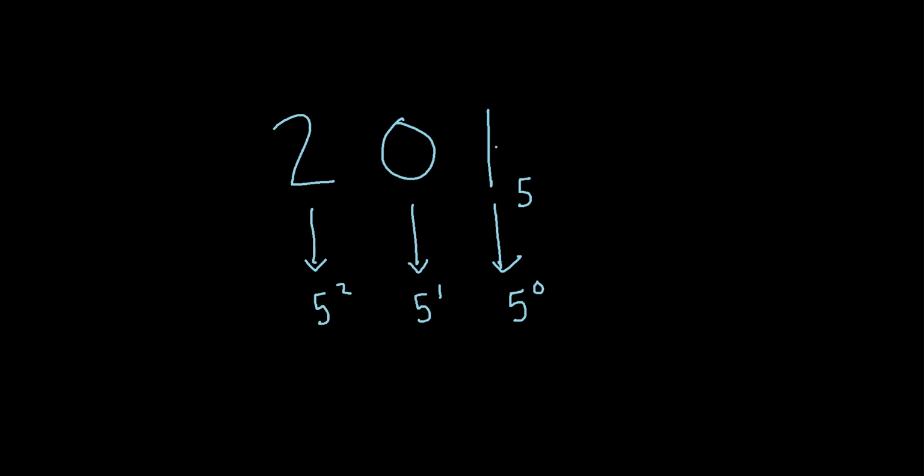So let's see what we get. We get 1 times 5 to the 0, so we'll say 1 times 5 to the 0 plus 0 times 5 to the first. And then we have 2 times 5 squared. So we're adding all these values together. So 5 squared, that's 25. So 2 times 25 is 50.